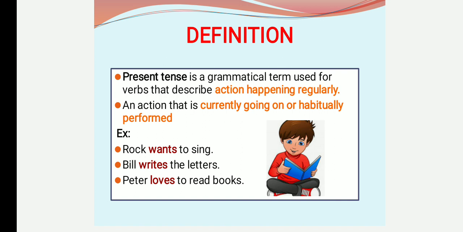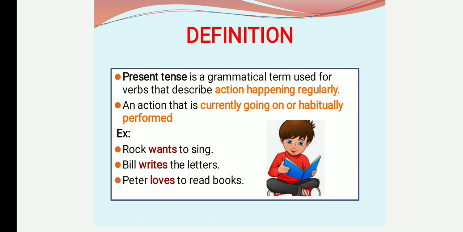Here are a few examples which we can use as simple present tense. That means the sentences for simple present tense. Rob wants to sing. Bill writes the letters. Peter loves to read books. So let us see the main verb. I just highlighted it with maroon color.